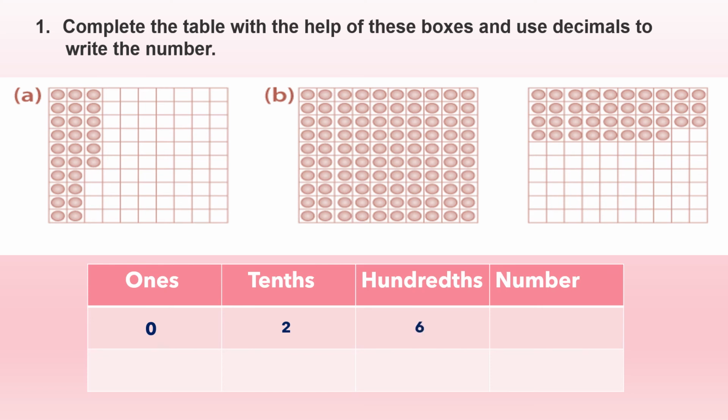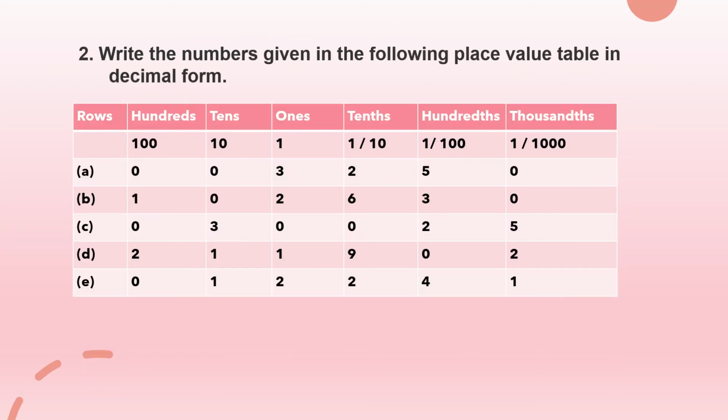So how will you write the decimal number? 0.26. In B, we have 1 ones. So one whole is there. And tenths, 1, 2, 3. 3 tenths are there. And 8 hundredths are there. So let us fill this. 3 tenths and 8 hundredths. How will you write this number? 1.38.